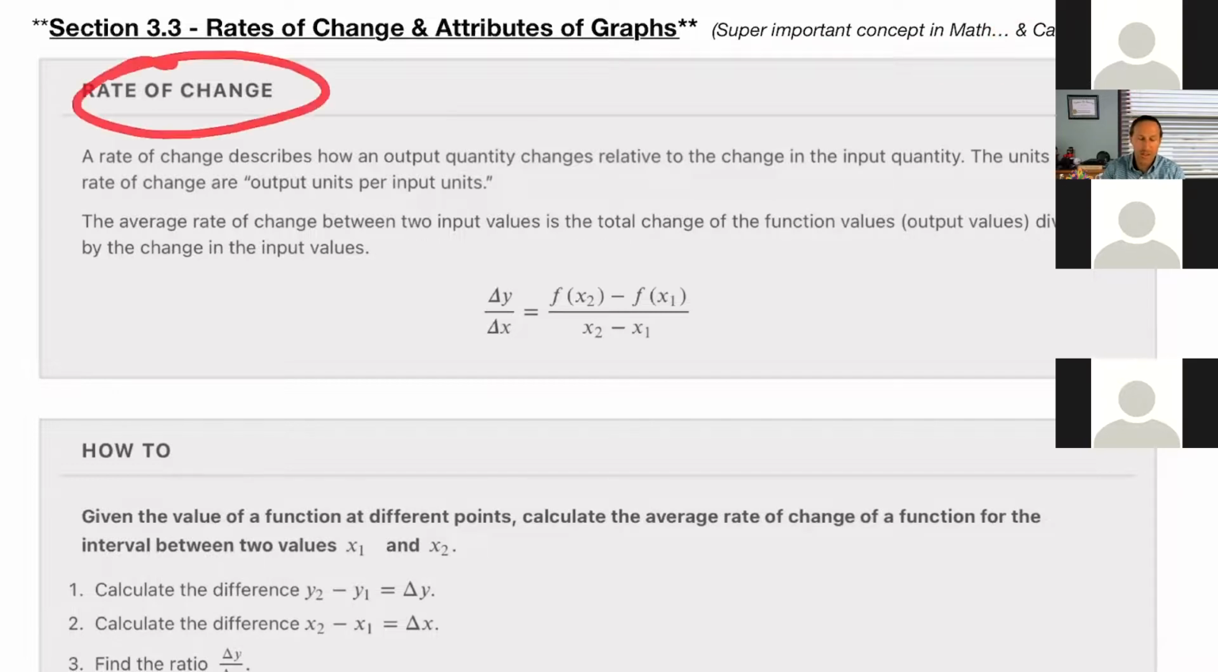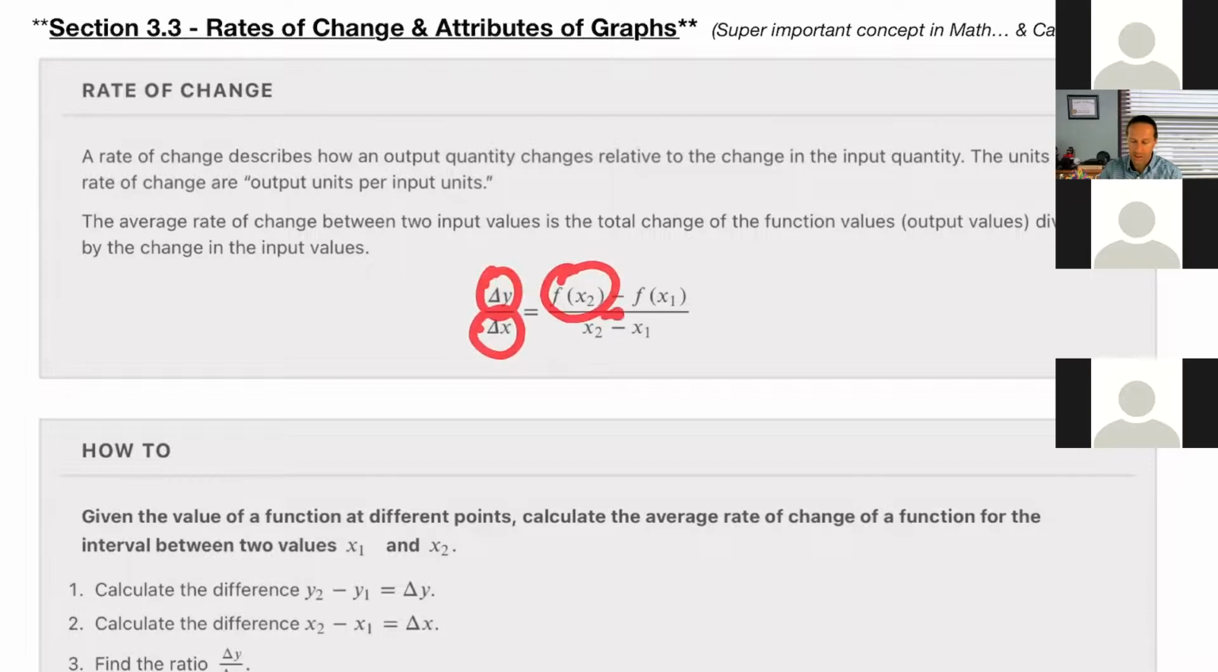So this is stuff that you're actually really, really familiar with. You probably just never heard it called this before. This is called a rate of change. This is the formula for it. Now, this is the fancy math symbols that we use. It's actually a Greek letter called delta, but it's like a lowercase d. So it's like a dy over a dx. And what that stands for is the change in our y values over the change in our x values.